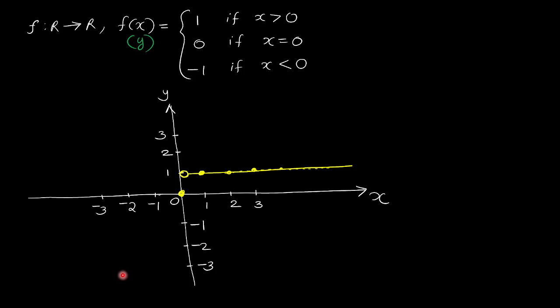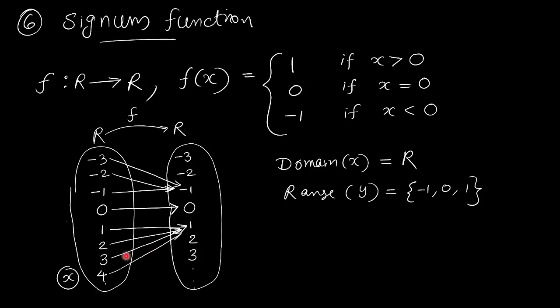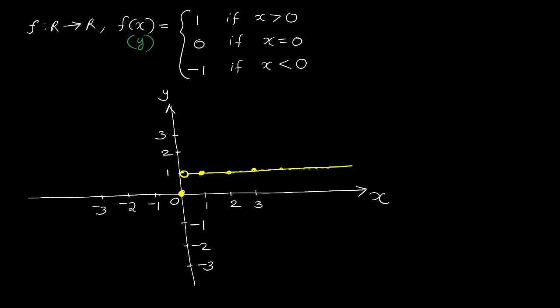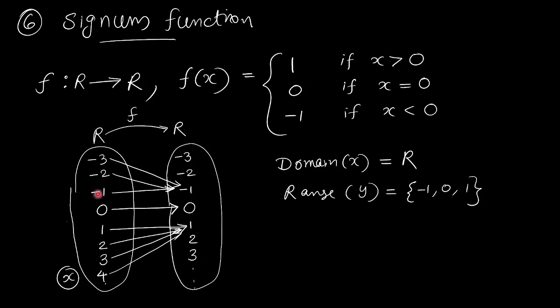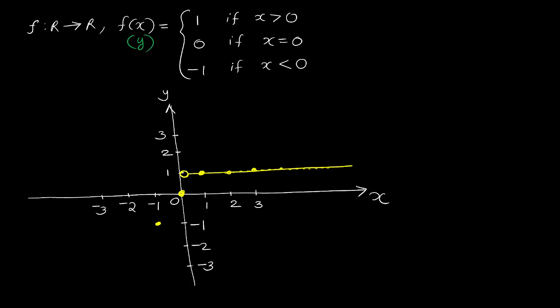Let me complete the graph. After that you can ask me doubt. -1, -1. Correct? Minus 1 is here. When x equal to minus 2, y is also minus 1. Same way, when x equal to minus 3, y is minus 1. You will be getting more points like this.